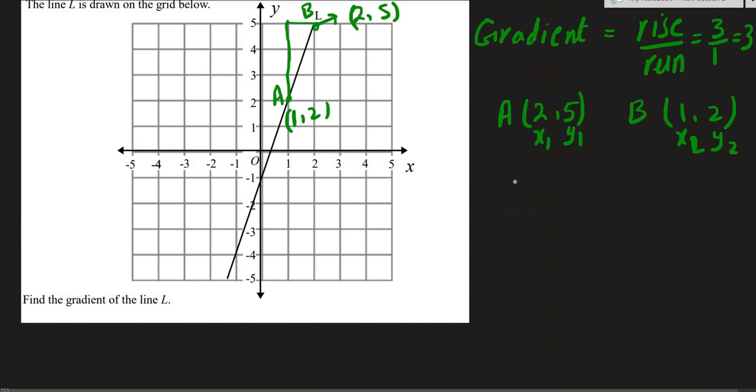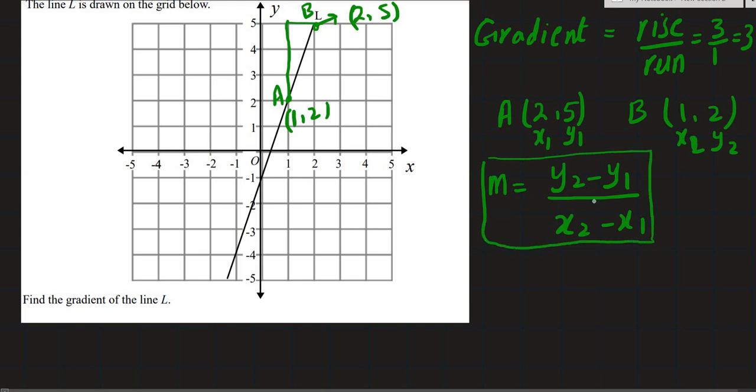Now we have a formula to find the gradient as well, so I'm going to write it down. So M represents gradient, so I'm going to do Y2 minus Y1 over X2 minus X1. So this is a formula, you need to remember this one. Y2 minus Y1 over X2 minus X1. When the 2 points are given like this, A and B, then with the help of this formula we can find the gradient as well.